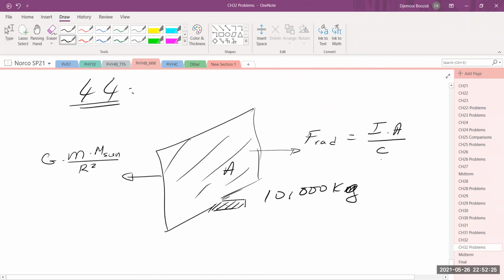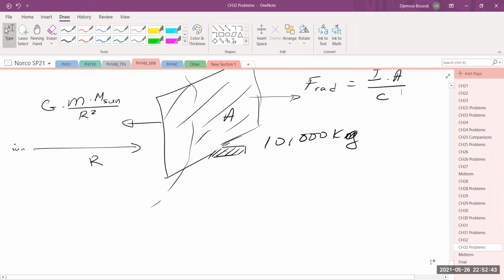So this must match. The radiation of the sun started way back at the sun in here, and it spread throughout this entire radius R. So it's over a sphere whose radius is R. So the area of the sphere in here must be 4 pi r squared. So here are the equations that need to match.